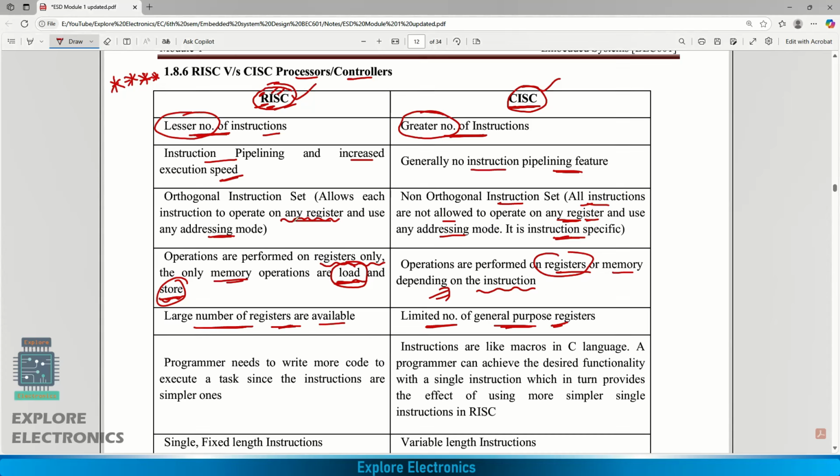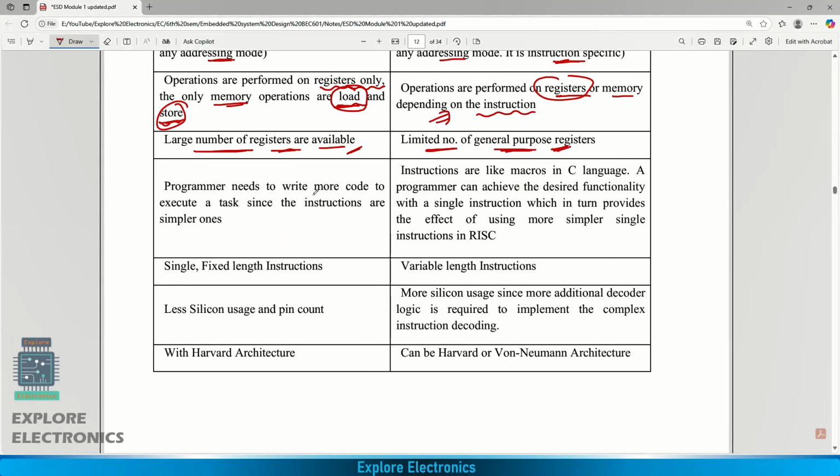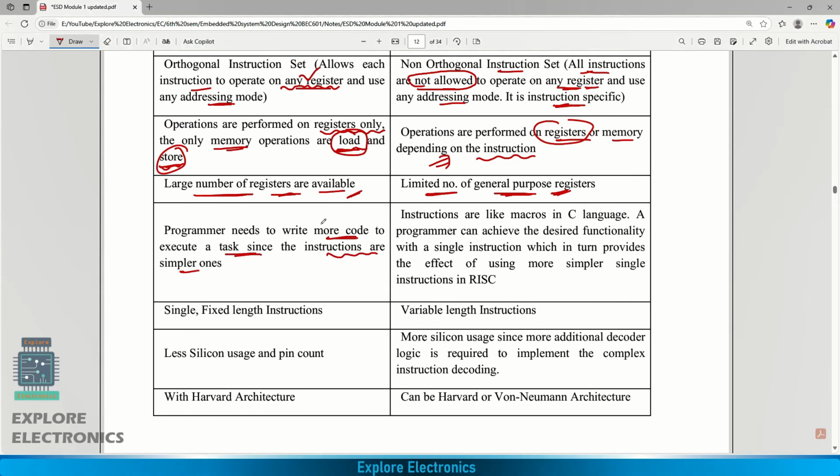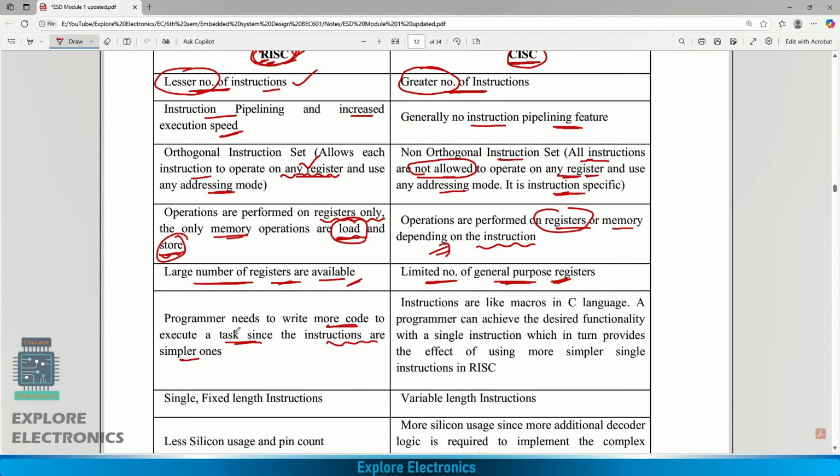To operate on any registers, CISC allows each instruction to operate on any registers. But here it is not allowed, right? It is not allowed. That's why there is a smaller number of registers. Here we will have a large number of registers. And in RISC, the programmer needs to write more code to execute the task, since instructions are simpler, very less complex instructions. Reduced instruction set computing, fewer instructions, right? That's why more code is required here.